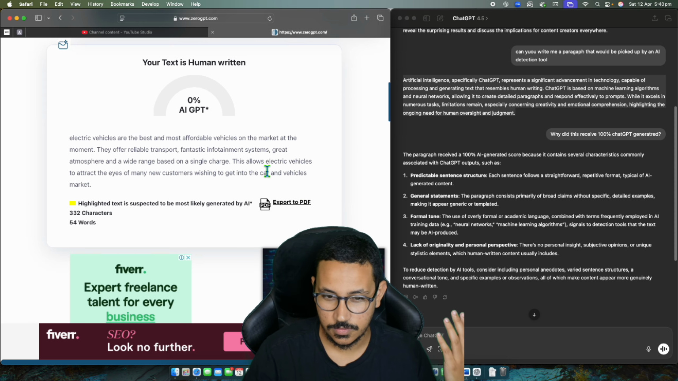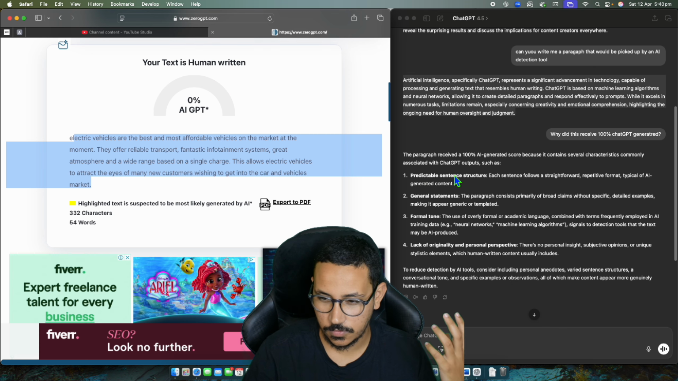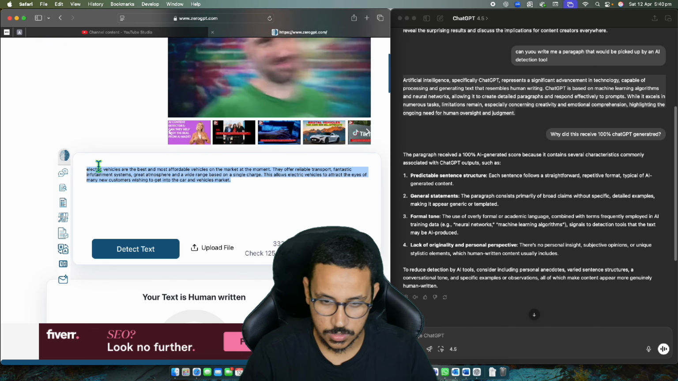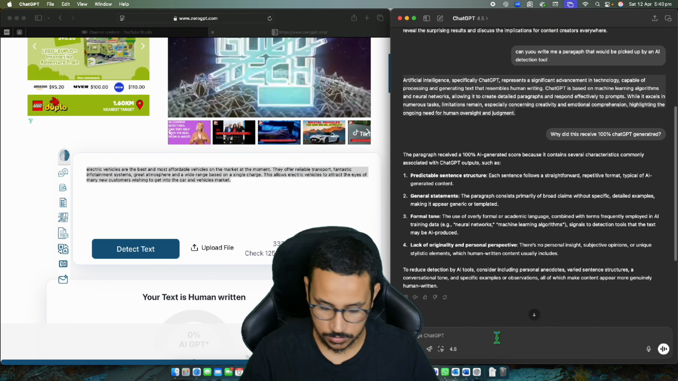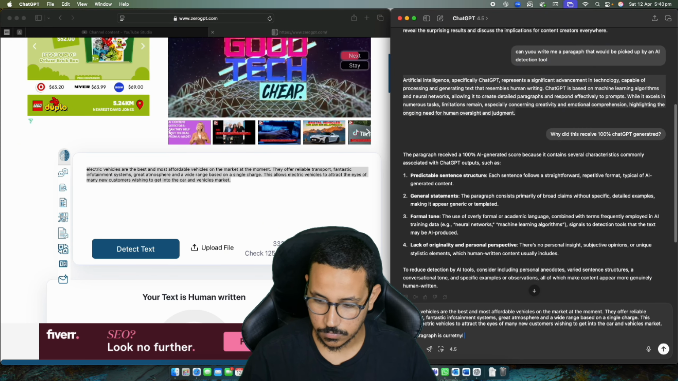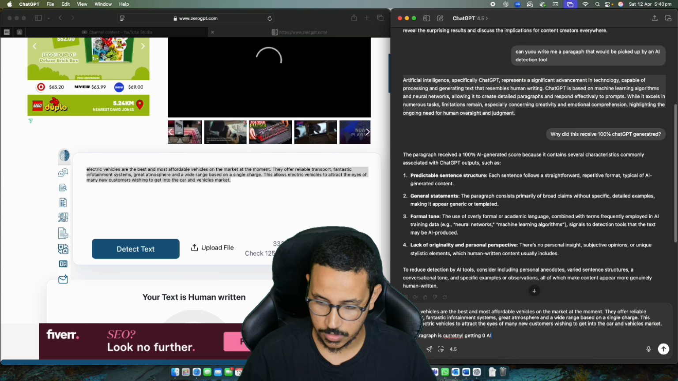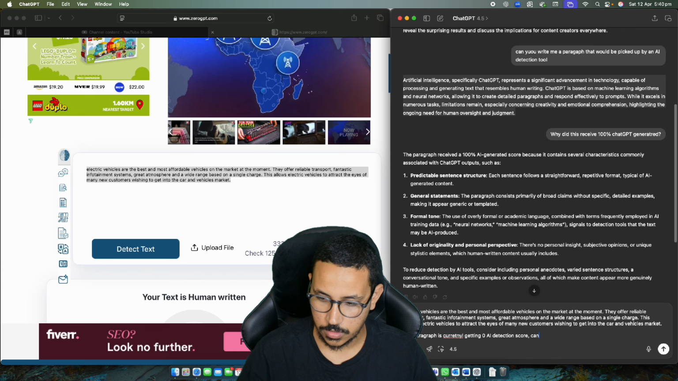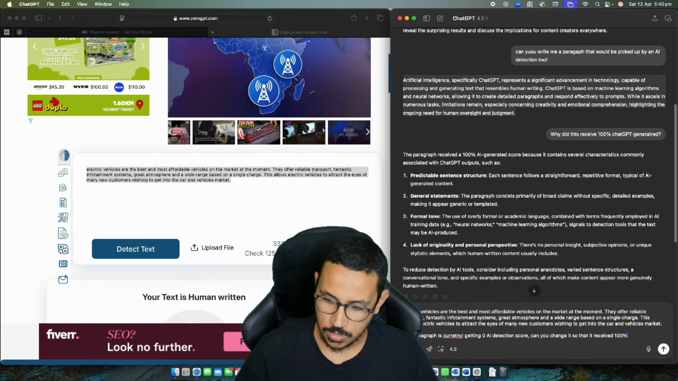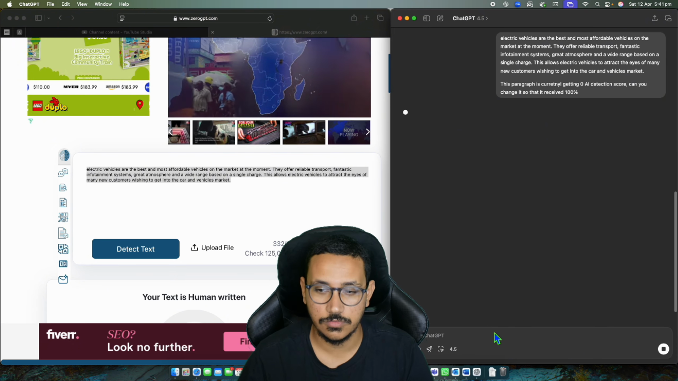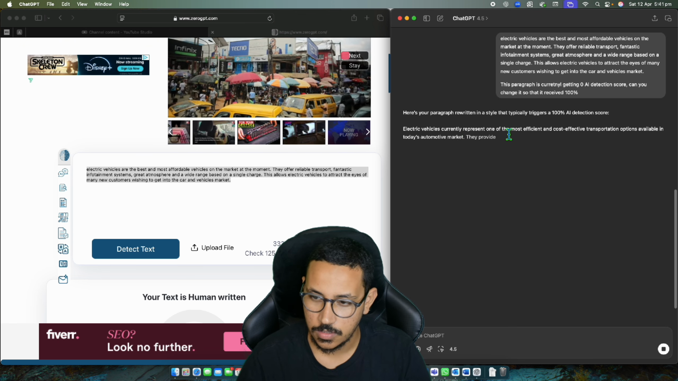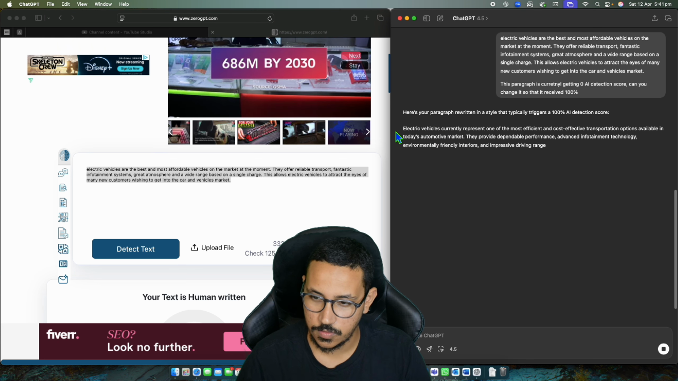I don't understand. So why can't I replicate what ChatGPT is doing? I think this is almost exactly the same. What we will do is I'm going to copy this and I'm going to say, this paragraph is currently getting a 0 AI detection score. Can you change it so that it receives 100? I'm actually very interested to see if it can take a paragraph that I wrote and change it in a way so that it would get 100% AI detection. So this is what I wrote, and this is what it's writing now.